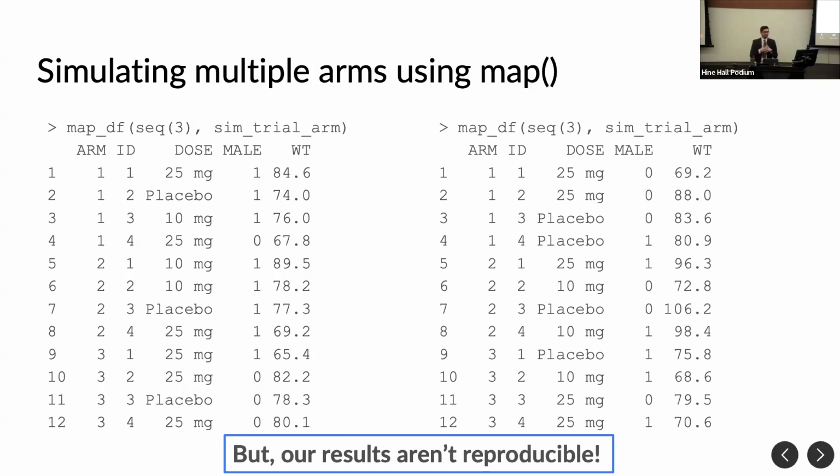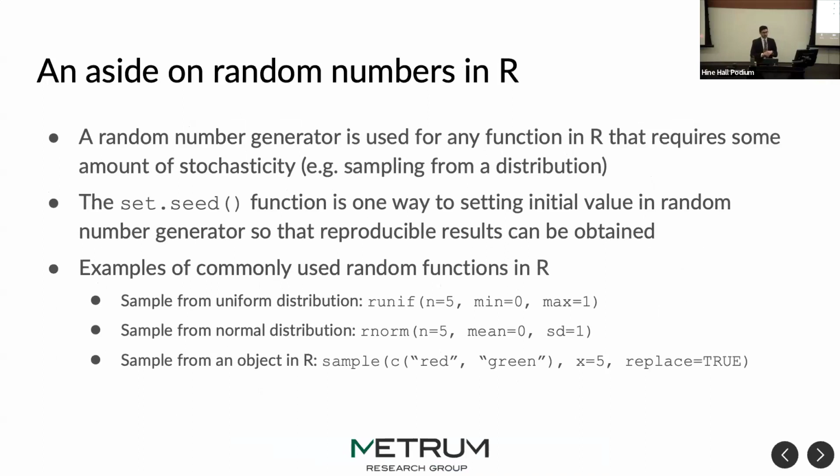We want to have reproducible code. Our results here aren't reproducible because I have introduced stochastic functions into the function that I'm calling. So let's talk about how R deals with stochasticity. A random number generator is used any time that there is a stochastic function call in R. There's some random number generator that is floating around whenever you're in R. And when you make a call, it will pull a number and give you a random value based on that. You can set the seed for that random number generator, and this is how we make reproducible results.